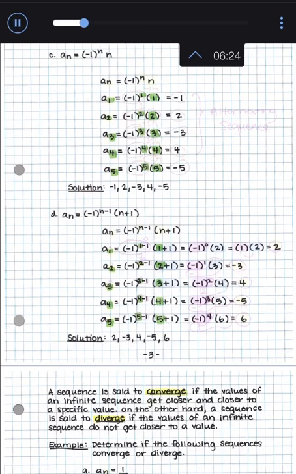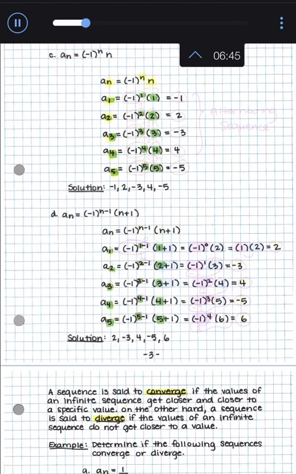Let's look at problem C. In problem C, we have a sub n equals negative 1 to the n times n. So again, they want the first 5 numbers in the sequence, so we'll try 1, 2, 3, 4, and 5 for our n's. So that's what we'll plug in for our n's here to find our first 5 terms.